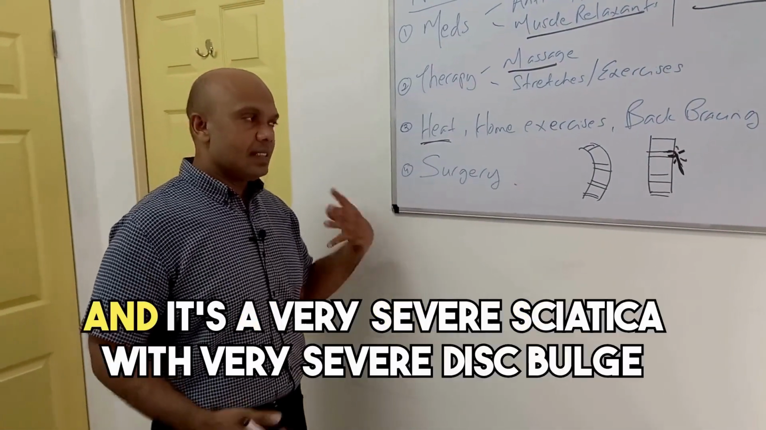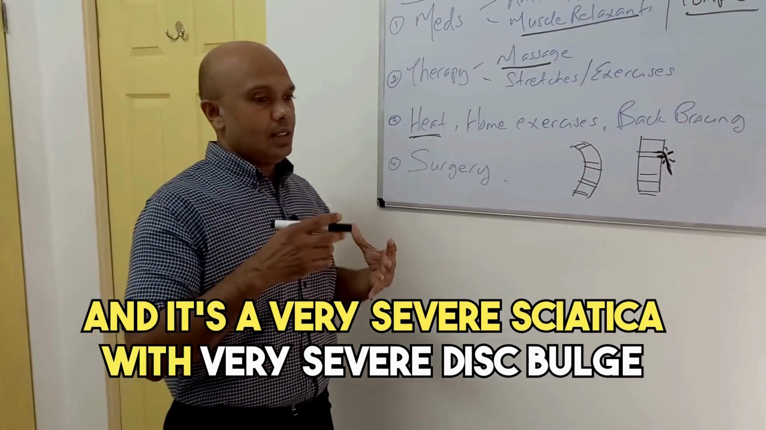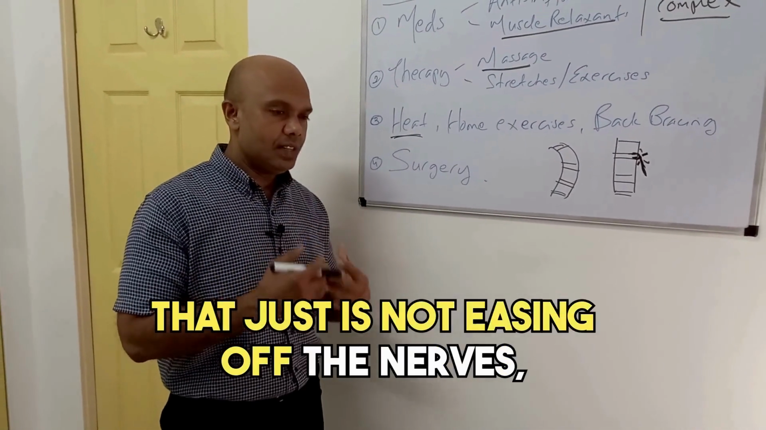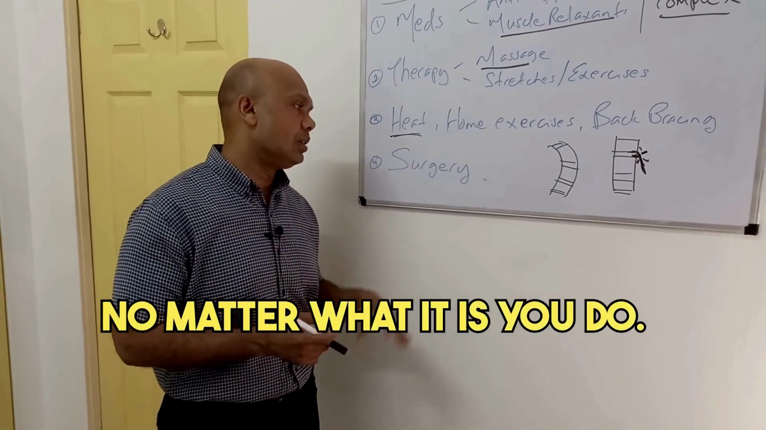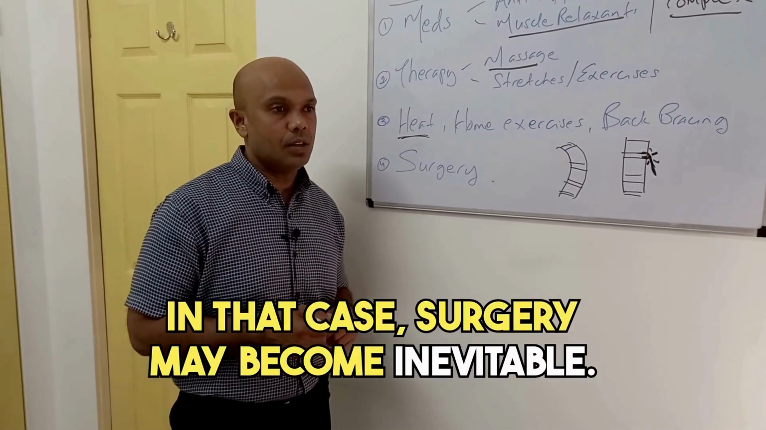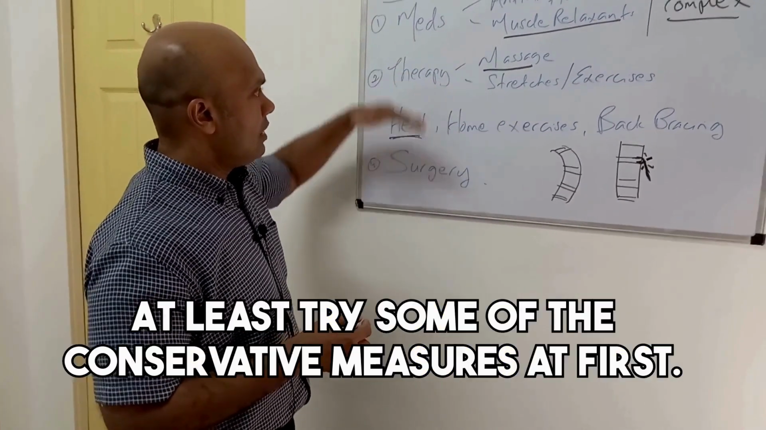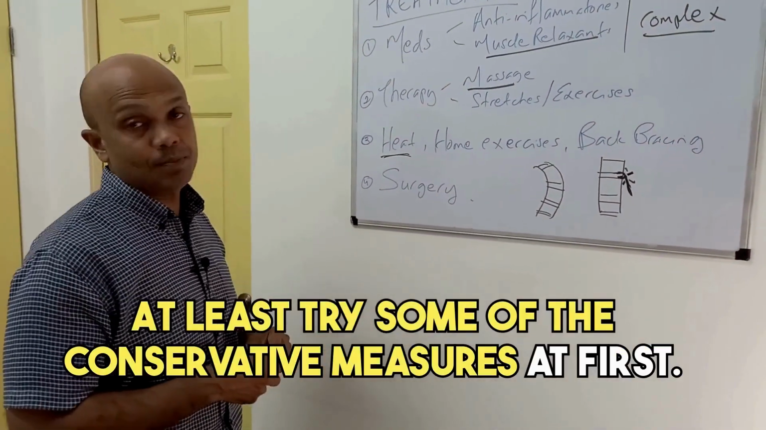If all else fails and it's a very severe sciatica with a very severe disc bulge that just is not easing off the nerves no matter what you do, in that case, surgery may become inevitable. But before jumping into surgery, the person should at least try some of the conservative measures first.